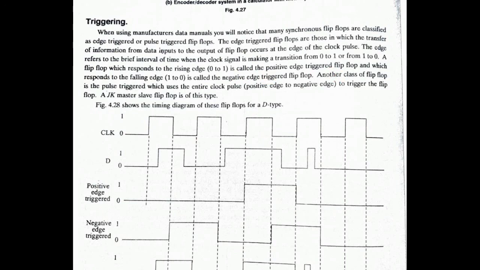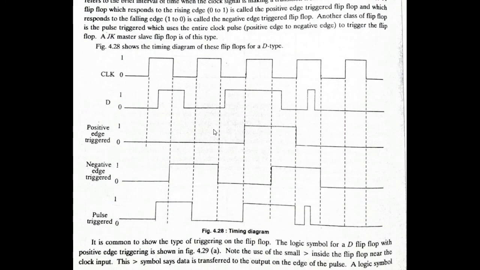Another class of flip-flop is the pulse triggered, which uses the entire clock pulse, positive edge to the negative edge, to trigger the flip-flop. A JK master slave flip-flop is of this type. So here we show a timing diagram of a D type flip-flop. Here we find that this is a clock pulse and this is a delay. Positive edge triggered, negative edge triggered, pulse triggered. So this is the timing diagram.